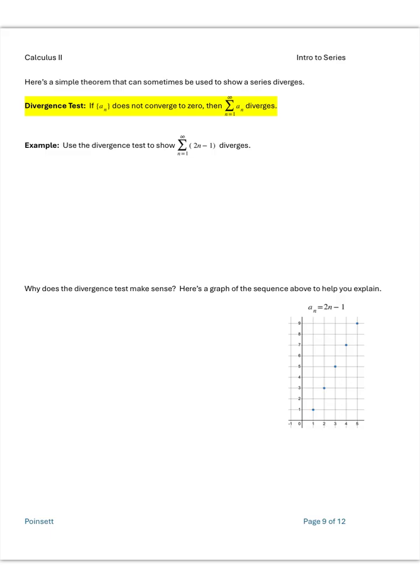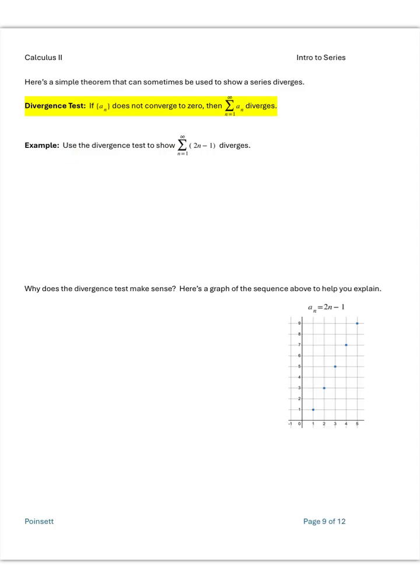Now that we've done some practice with geometric series, let's look at some additional convergence or divergence tests, because not all series are geometric. So here is a simple theorem that can sometimes be used to show a series diverges. The divergence test says that if the sequence of a_n's does not converge to 0, again, it does not converge to 0, then the series of the a_n's diverges. So let's try an example with this.